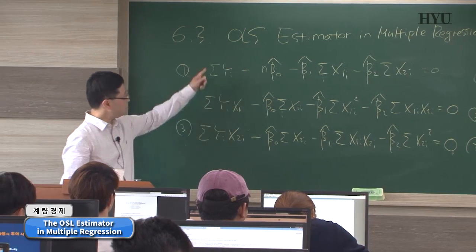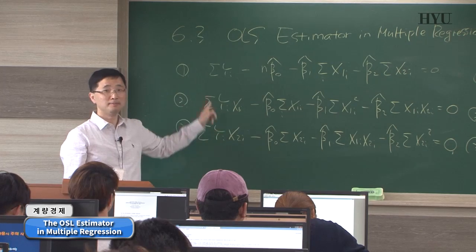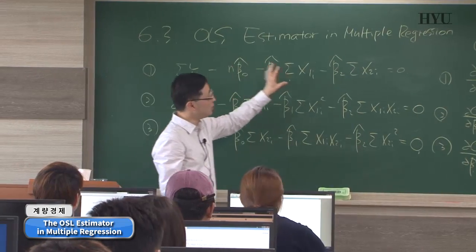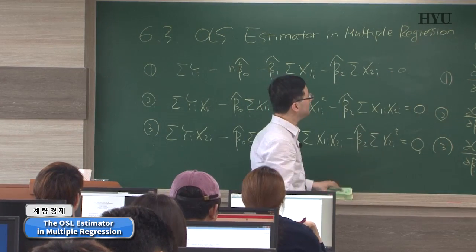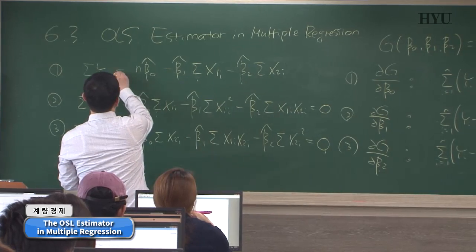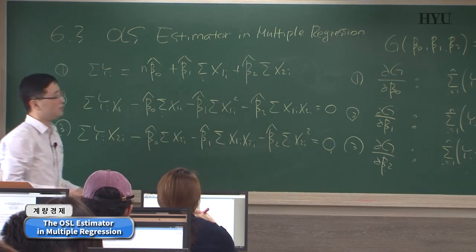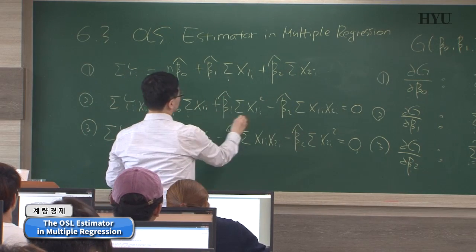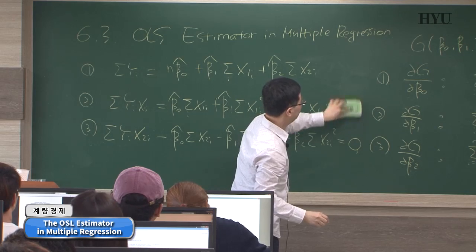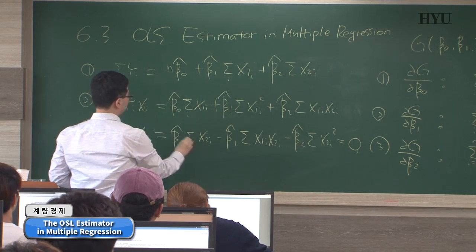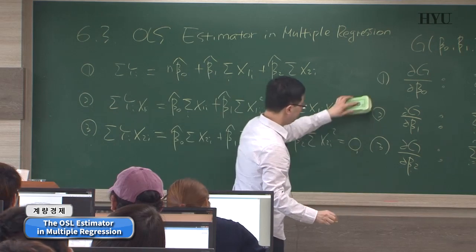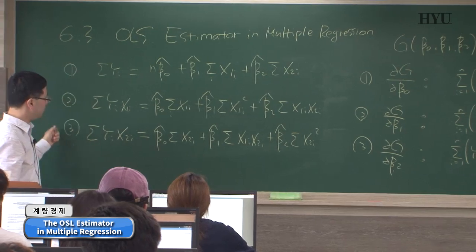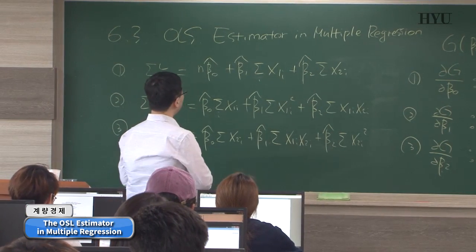Now, I notice that the first term has no beta hats, right? But the other terms all have beta hats everywhere. So let's move these 3 terms to the other side. Then we have something like this. Let's move these 3 terms to the other side, and let's move 3 terms to the other side. So again, we have 3 equations and 3 unknowns.